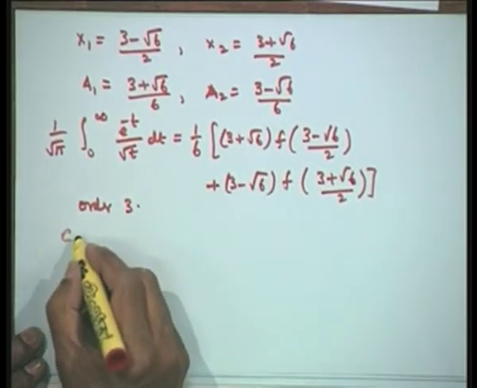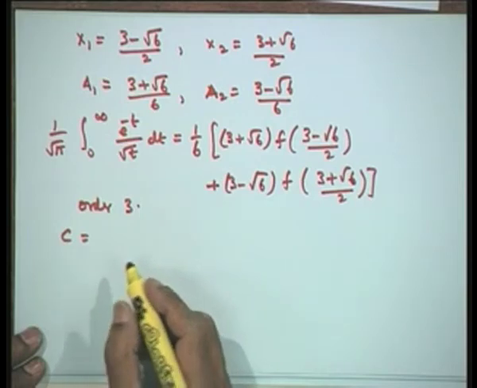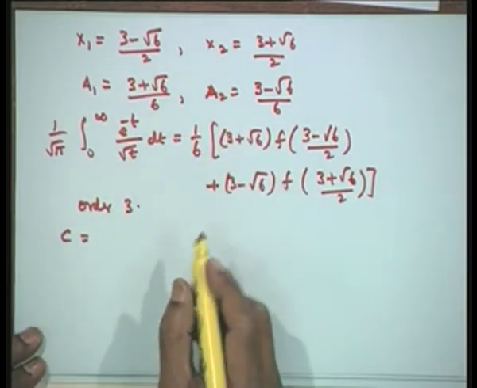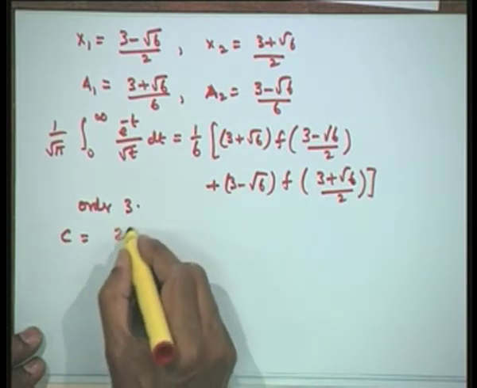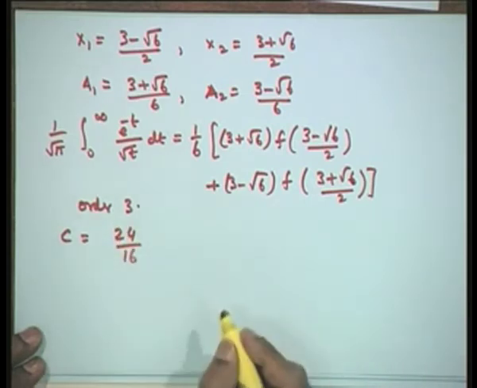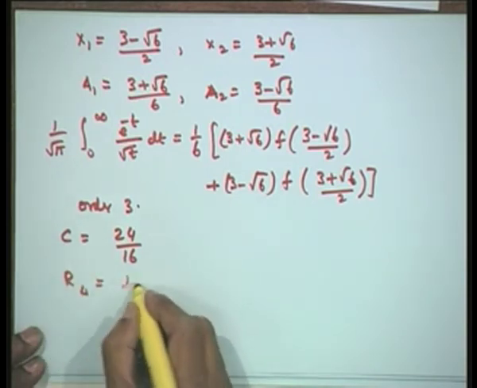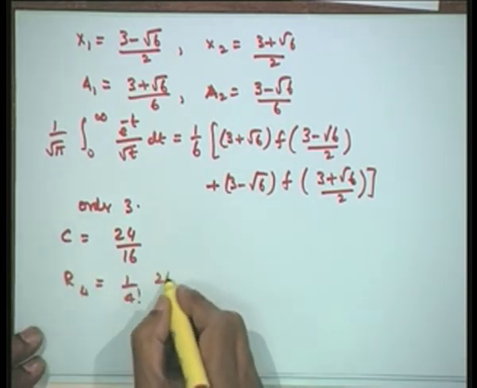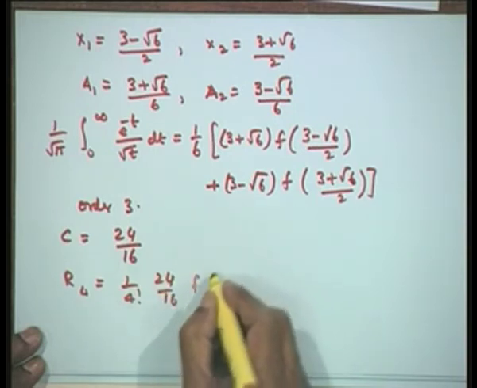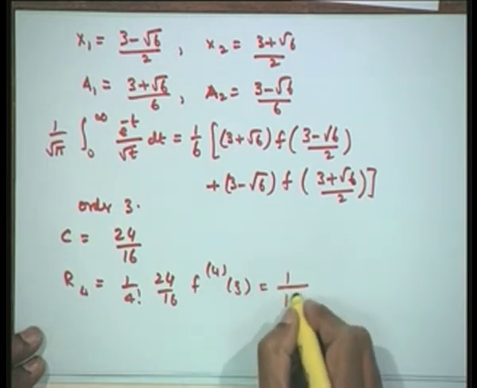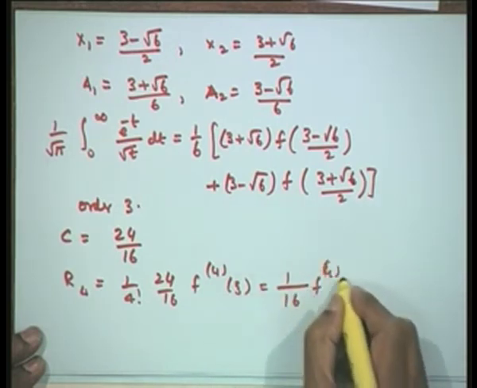And we find out the error constant by taking the next term, that is t to the power of 4, and what I would get here is simply C is 24 upon 16. So the remainder is 1 upon factorial 4, times 24 by 16, f4 of xi, that is simply 1 upon 16 f4 of xi.